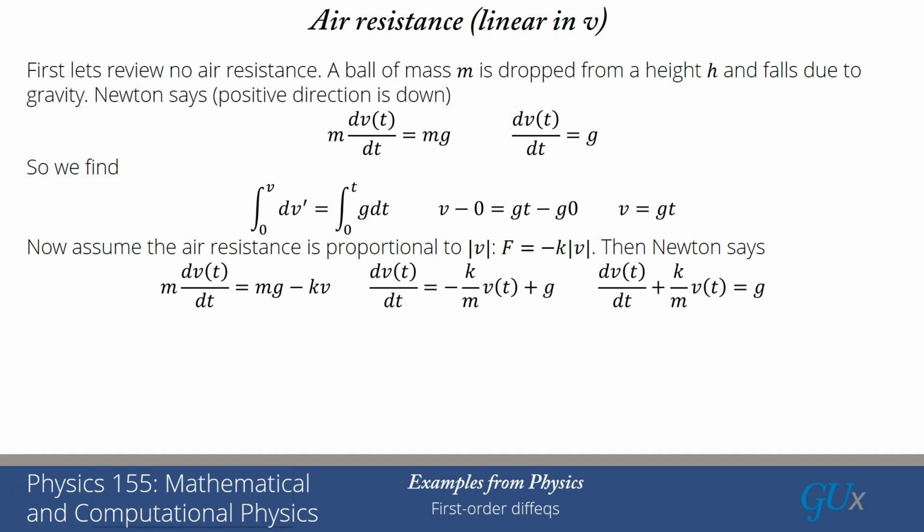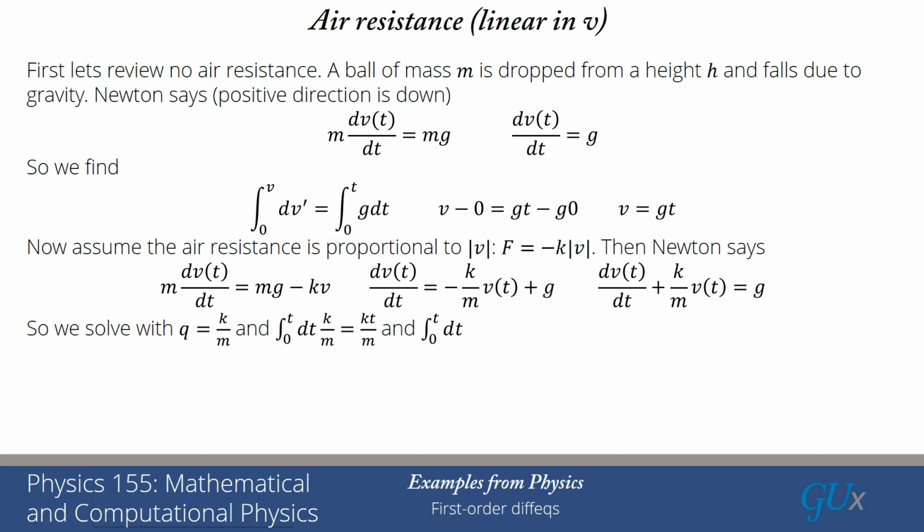I can divide by an m, and I get dv/dt equals minus (k/m)v plus g. Or I can bring the (k/m)v to the left-hand side and get dv/dt plus (k/m)v is equal to g. This is the standard form for our linear first-order differential equation with q equal to k over m and r equal to g. So now we just plug into our cookbook. We start with q equals k over m.